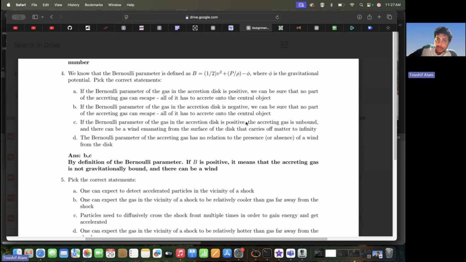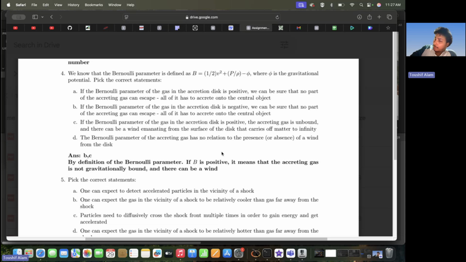If the Bernoulli parameter of the gas in the accretion disk is positive, we can be sure that no part of the accreting gas can escape; all of it has to accrete onto the central object. If the Bernoulli parameter is negative, we can be sure that no part of the accreting gas can escape; all of it has to accrete onto the central object. If the Bernoulli parameter is positive, the accreting gas is unbound and there can be a wind emanating from the surface of the disk that carries matter to infinity. The Bernoulli parameter of the accreting gas has no relation to the presence or absence of a wind from the disk.